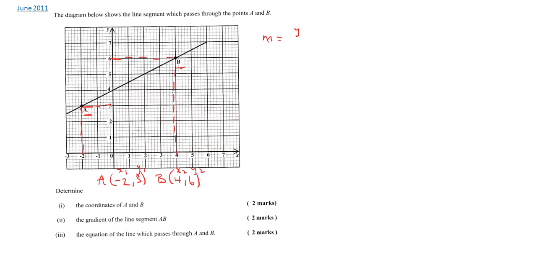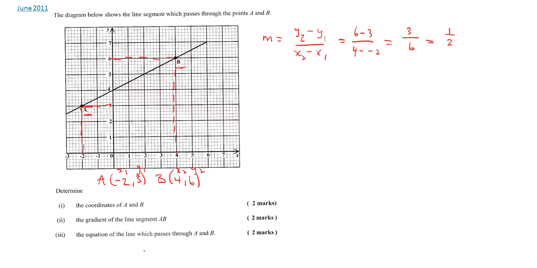Sorry about that. Okay, so the gradient is equal to y2 minus y1 over x2 minus x1, right? And y2 is 6, so it'll be 6 minus 3 over x2 minus x1, which is 4 minus minus 2. 6 minus 3 is 3, and 4 minus minus 2 is 4 plus 2, which is 6, and therefore the gradient is a half.